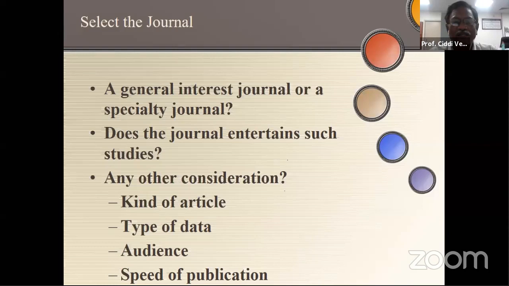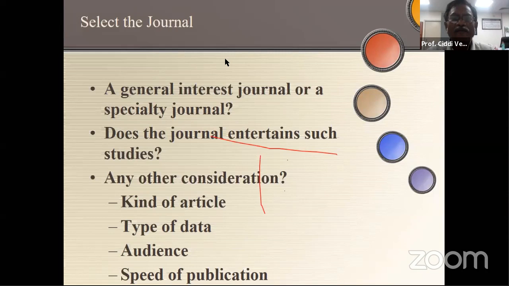Now, what is the kind of paper you are trying to publish? There are several kinds of articles: research reviews, original research papers, original communication, short communication, letters to the editor, notes to the editors. All these are kinds of articles. And what is the type of data and what is the audience? For example, if you are doing pharmacological work, you had better select the Indian Journal of Pharmacology, Journal of Pharmacology, or European Journal of Pharmacology. But if you send pharmacology work to the European Journal of Pharmaceutical Science or European Journal of Biotechnology, they will never accept it, and it is a futile exercise.